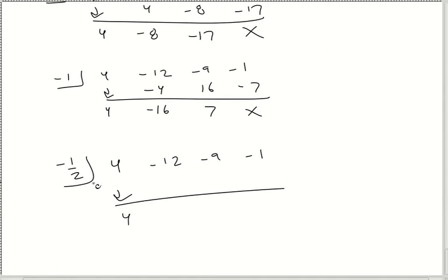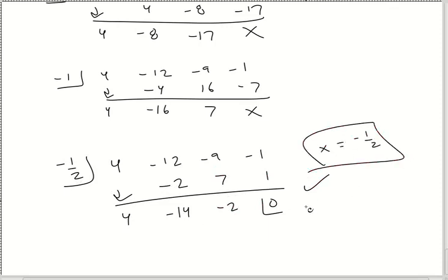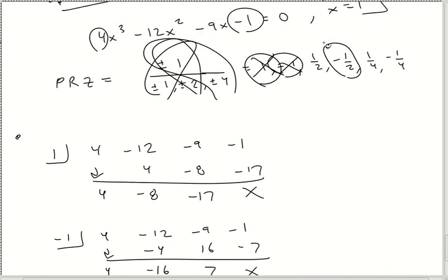And so negative 1/2 with the 4 would make a negative 2. And then I got negative 14 out of that. 2 negatives make a positive. Half of 14 is 7. So I got a negative 2. 2 negatives make a positive. 2 over 2 is a 1. We got it! X equals a negative 1/2. That's one of my answers. That worked.